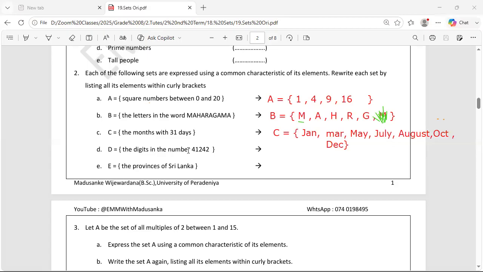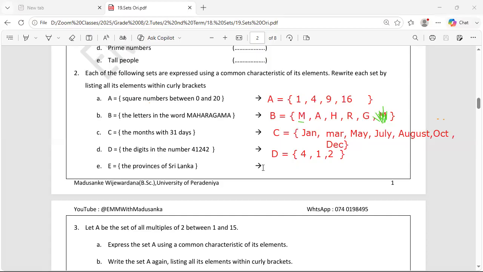The digits in the number 41,242. I will write it here. T equals open curly bracket. 4 is a unique number. 4, 1, 2. Again, 4 and 2 are there again, but they are repeating. Close curly bracket.